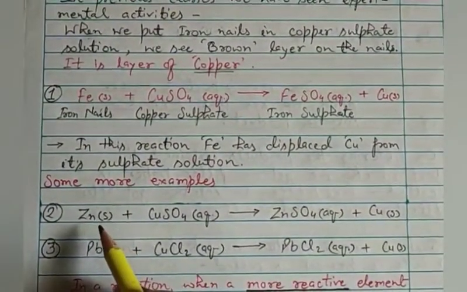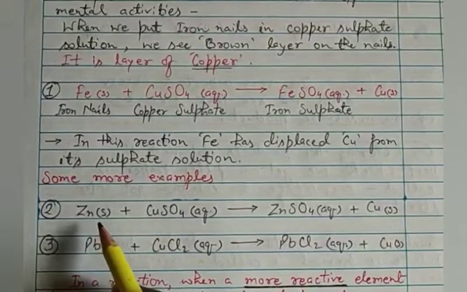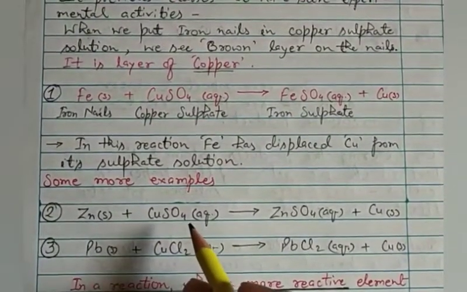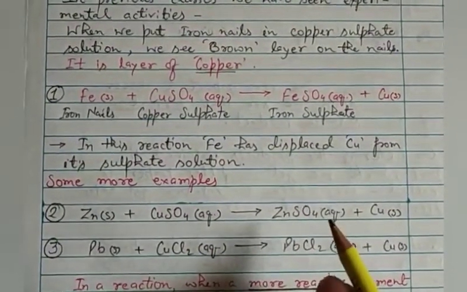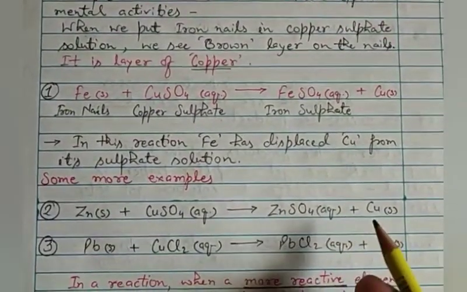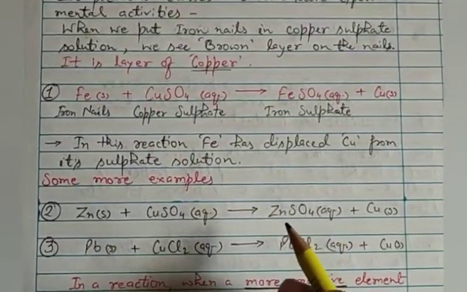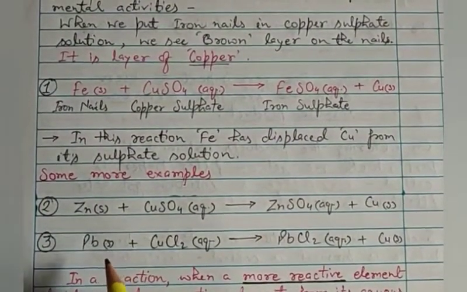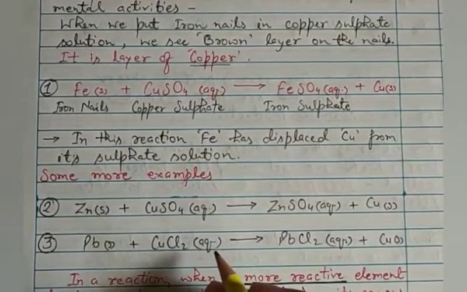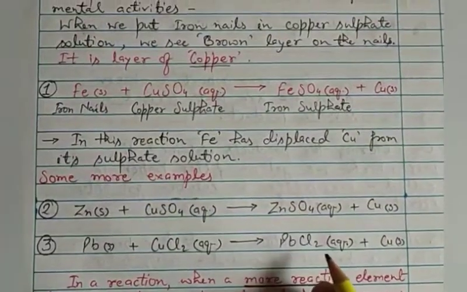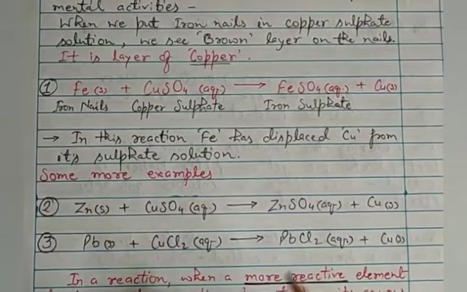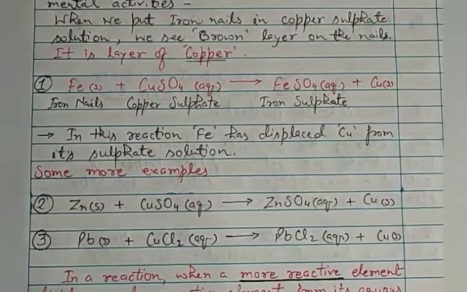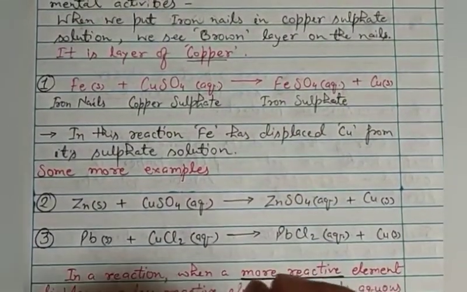If we put zinc particles in copper sulfate solution, again the same reaction happens and zinc sulfate is formed and copper is deposited on the zinc object. Now if we take lead particles in copper chloride's aqueous solution, then we get lead chloride and copper is deposited on the lead particles. Clear?